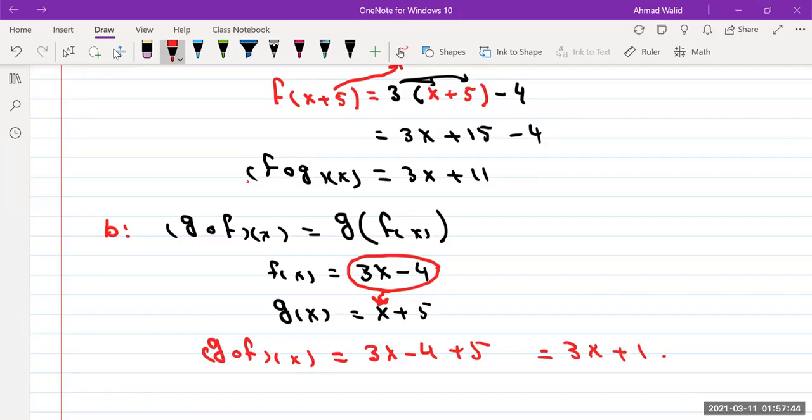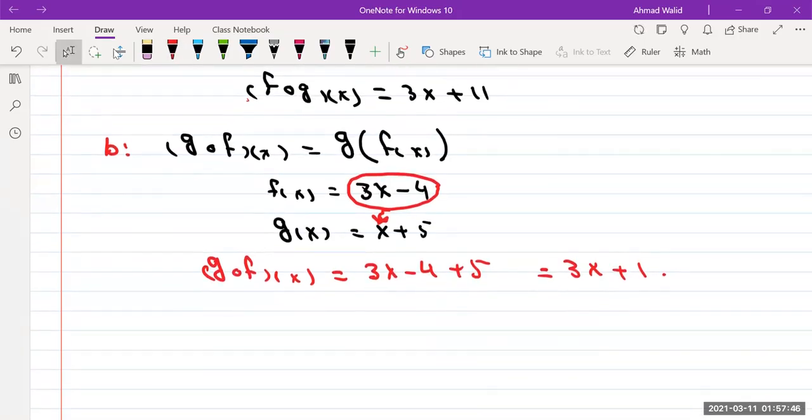This is the composition of functions, correct? I ask you, what is the domain of this function, the domain of g of f of x? Do you have a restriction in both of them? No, both of them were polynomial functions, correct? Then the domain will be from negative infinity to positive infinity because there was no restriction.